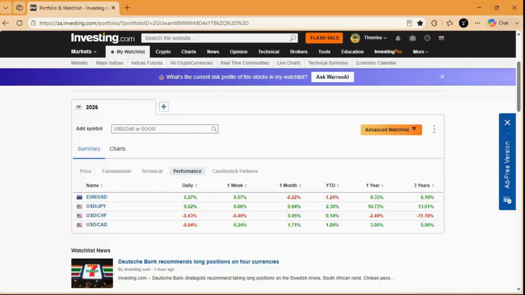Okay guys, today we're gonna be trading Euro USD. Before trading, we start by analyzing. When I start analyzing, I go to investing.com. In my investing.com I've created a watch list of 4 symbols: Euro USD, USD JPY, USD Swiss franc and USD CAD. Today we're gonna be analyzing Euro USD.